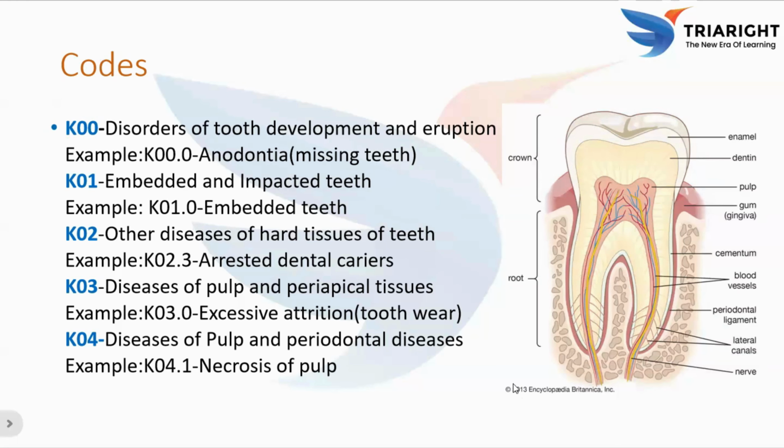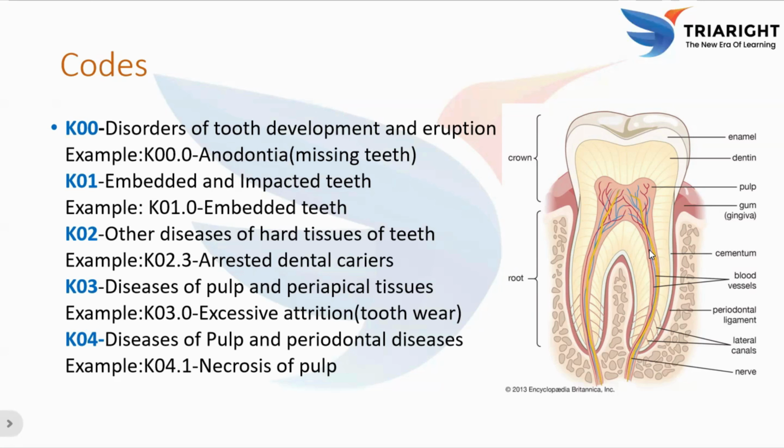You can see here the teeth structure. The upper part is the crown and the lower part is the root of the tooth, with the root canal. And this is the enamel, dentine, pulp, and these are all the gums. The pink color is called gum or gingiva, and cementum. And you can see here the blood vessels, which are red, yellow and blue in color. And this is the lining, which is called the periodontal ligament. And there are also lateral canals present. And this one is the nerve.